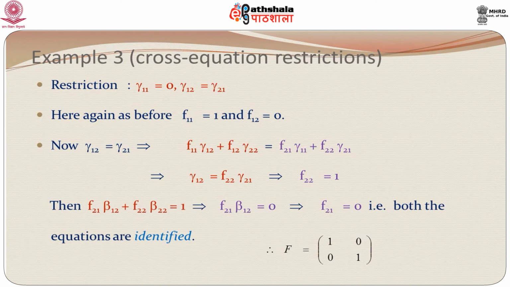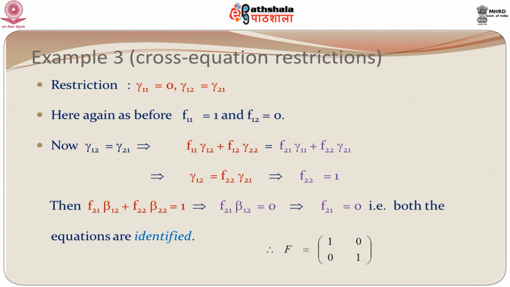Then what we have is f21 beta 12 plus f22 beta 22 is equal to 1. That is from the condition of beta 22 being equal to 1. And if we use f22 equal to 1 in this condition, we see that f21 becomes equal to 0. So, in this case also we see that the F matrix is I2, that is identity matrix of dimension 2, and both the equations are identified.